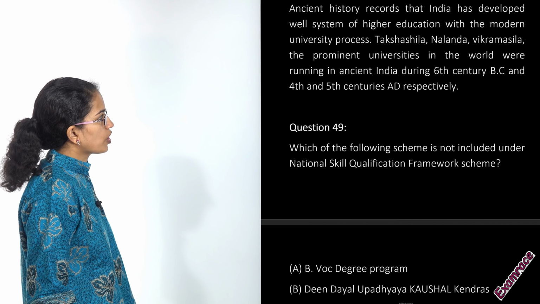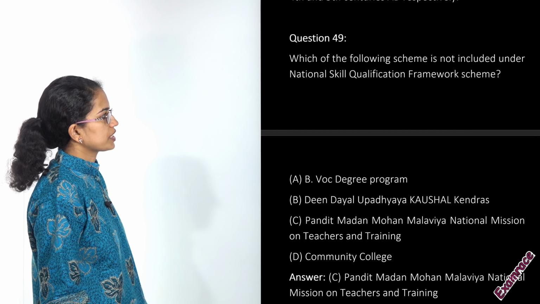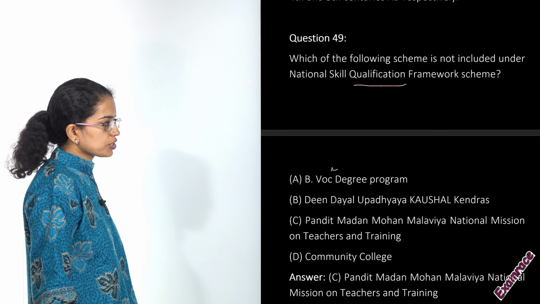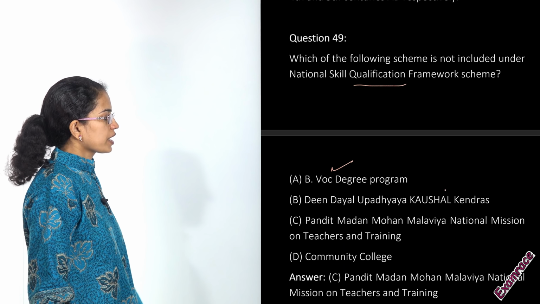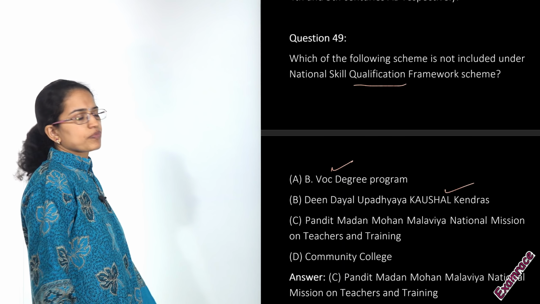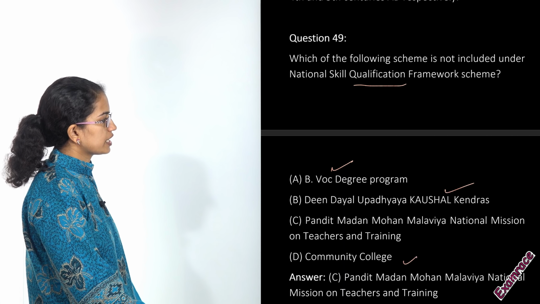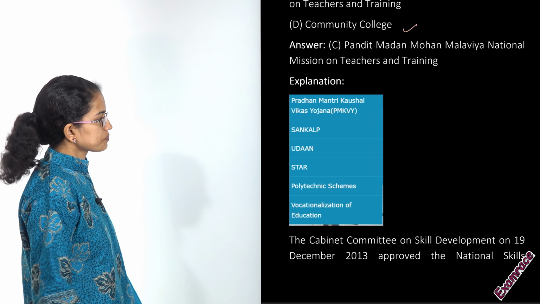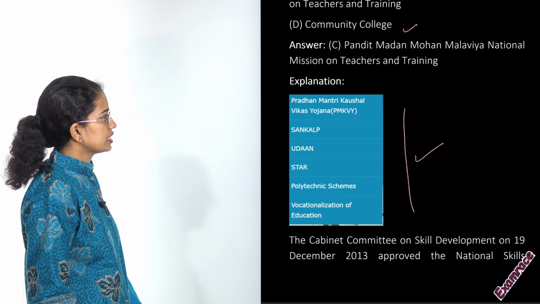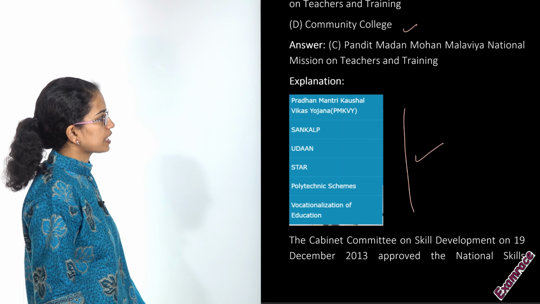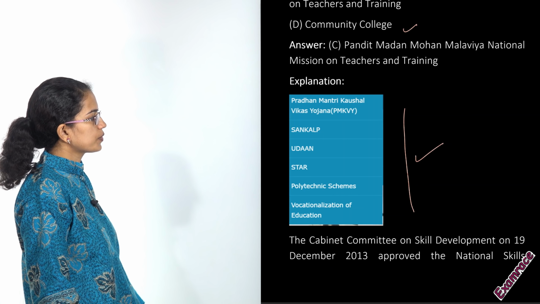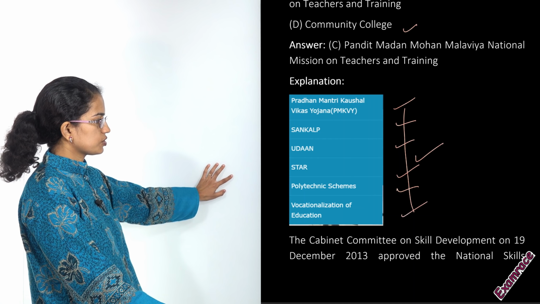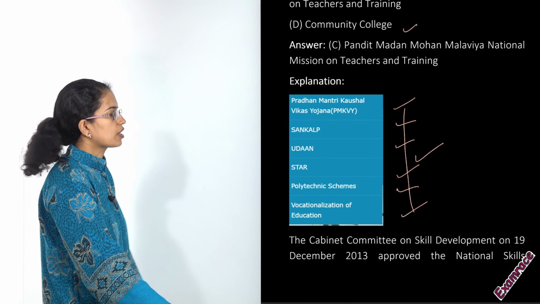The next is, which is not included under the National Skill Qualification Program. It includes the vocationalization of education, talks about the Kaushal Kendra or the skill centers. It talks about community colleges. So the thing that's not there is C, and these are the topics that have been part of your scheme for skill development or skill qualification. That's the Pradhan Mantri Kaushal Vikas Yojana, Sankalp, Udaan, STAR, Polytechnic colleges and vocationalization of education. So this Polytechnic scheme is what is community colleges.